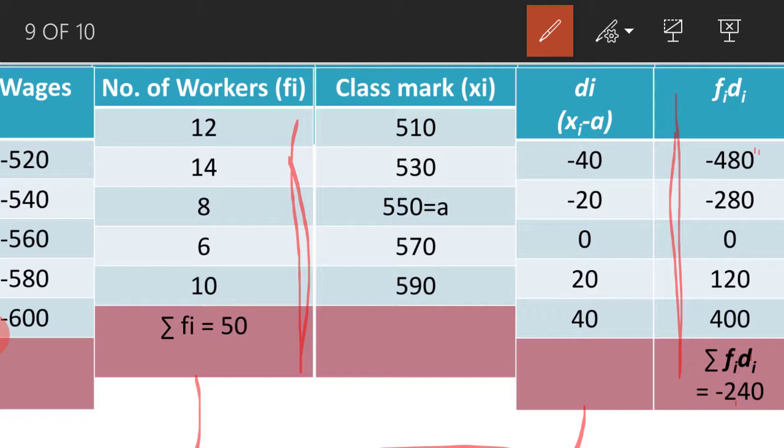If you are not able to do it in the mind, do it by writing the numbers vertically and adding them. In that case, how will you add? You add the negative numbers first, add the positive numbers, and then do the addition of the negative and positive numbers. I hope that I need not explain you. You can do it very well. So the sum of this last column is now fi di. It is not fi xi, it is fi di. di is the difference of the assumed mean and the class mark. Is it okay? So you will find it is coming out to be minus 240.